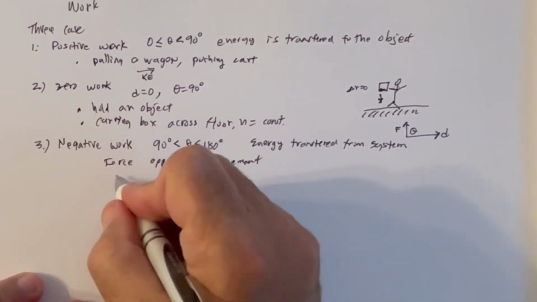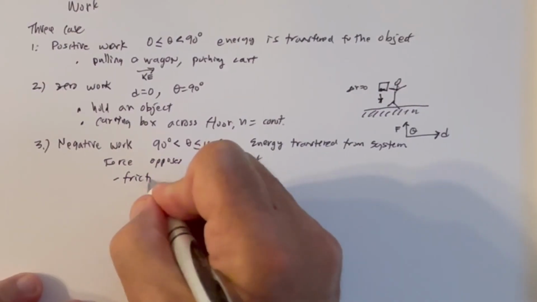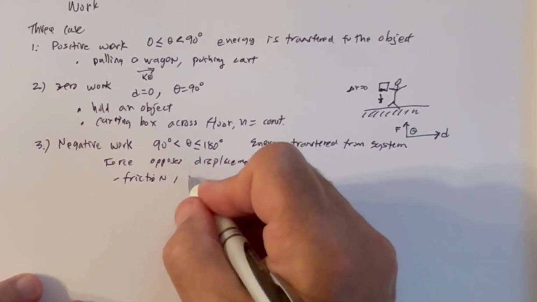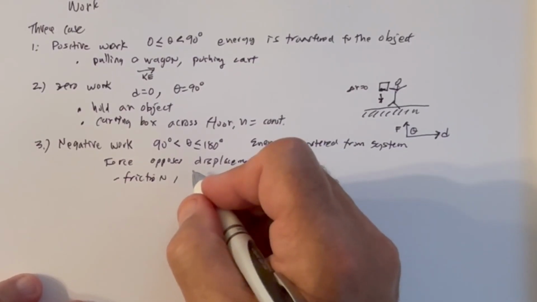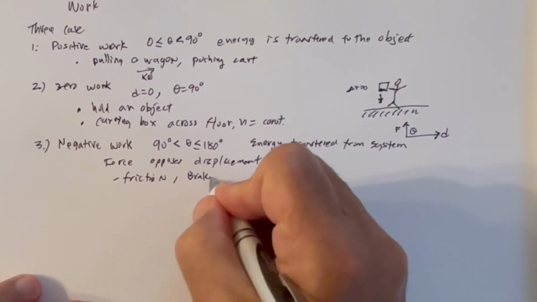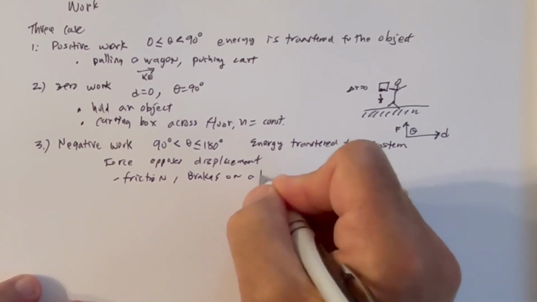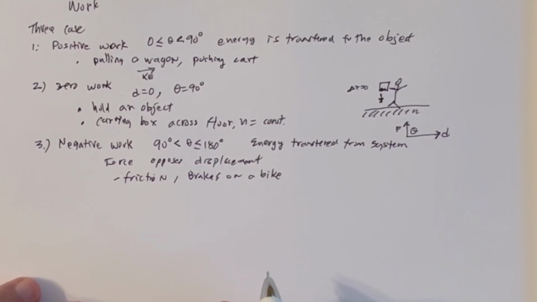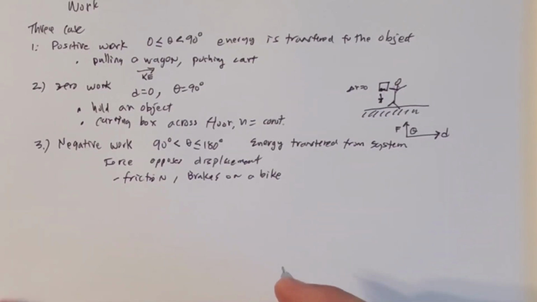Examples of this would be friction. Friction is something we always have around us, and it opposes the change in direction. And like when you put the brakes on a bike, the energy is being transferred from the momentum or the kinetic energy of the bike into the heat going into the brakes to stop the bike. So that's one example of negative work.